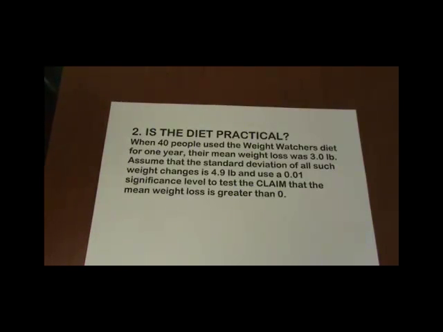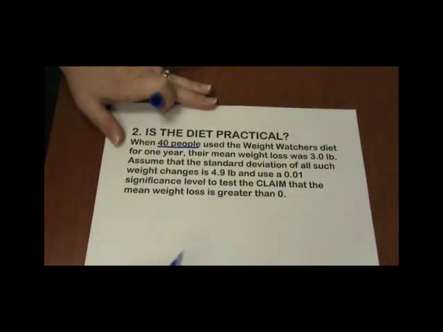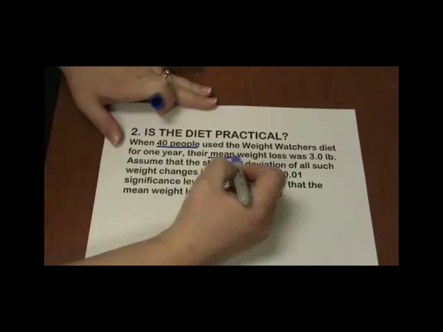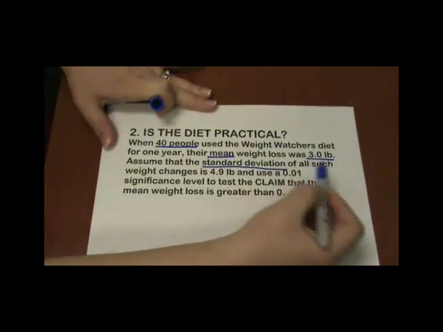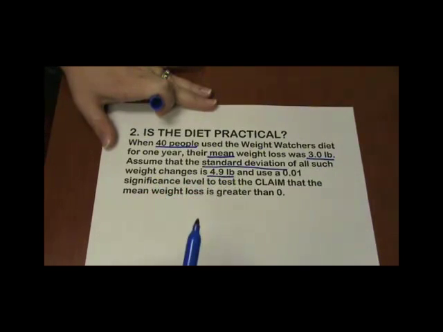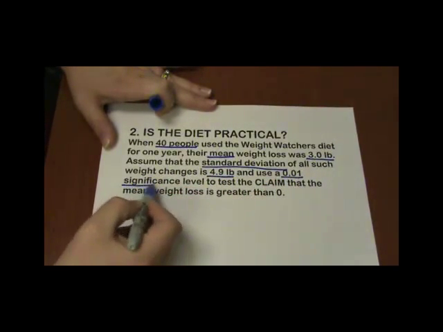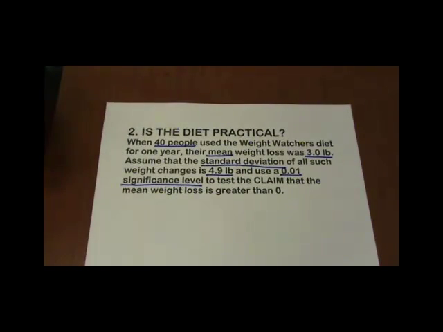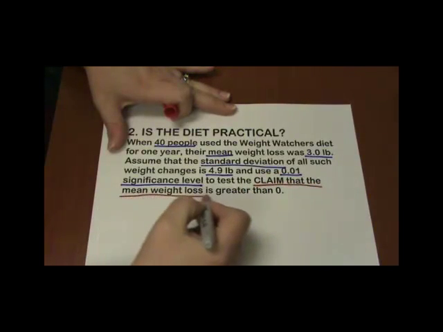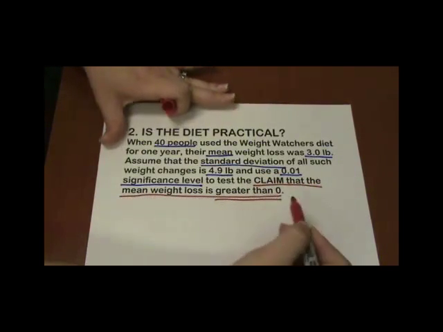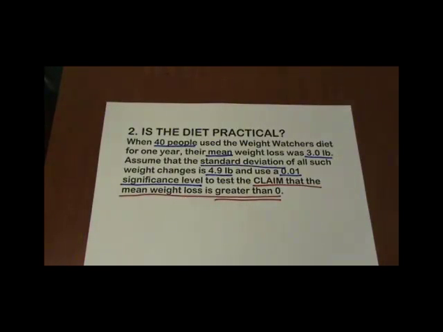Alright, when 40 people use the Weight Watchers diet for 1 year, so sample size is 40, their mean weight loss was 3.0 pounds. Assume that the standard deviation of all such weight changes is 4.9 pounds, and use a 0.01 significance level to test the claim, here comes our claim again, that the mean weight loss is greater than 0. Okay, greater than tells you it's going to be a right tail test. So the only difference is how we're going to set this up. Alright, here we go.